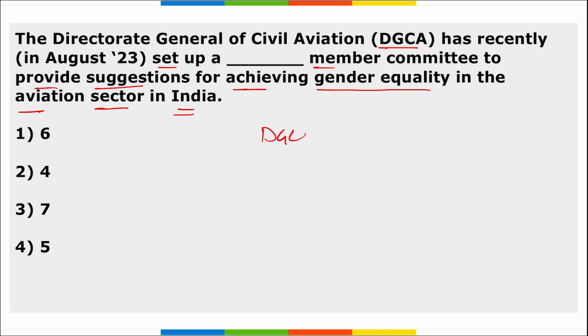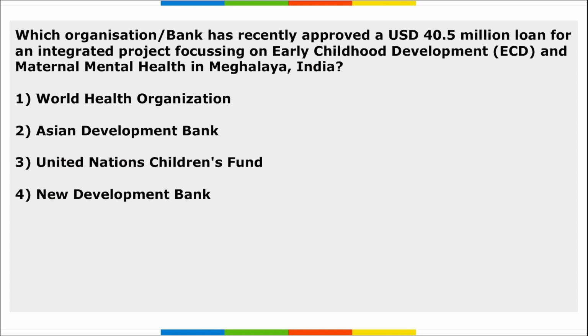So DGCA have recently set up a 4-member committee, and it is to provide suggestions for achieving gender equality in the aviation sector of India. The committee is expected to formulate norms and submit them to DGCA, which the civil aviation regulator will further circulate among the aviation stakeholders. So the right option here becomes 4-member committee will be set up.